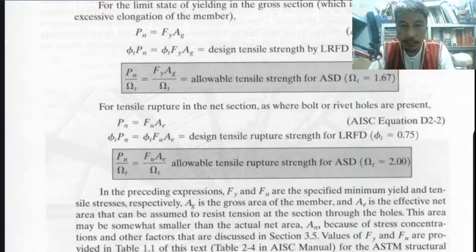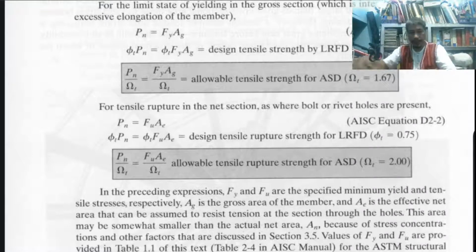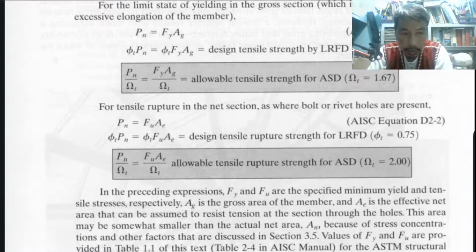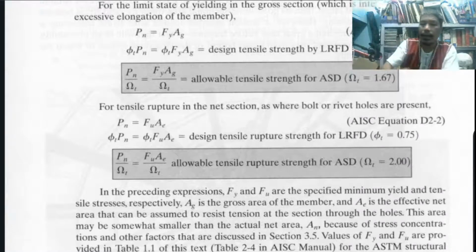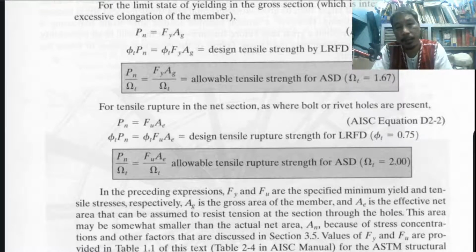Values of Fy and Fu are provided in table 1.1 of this text, table 2-4. We already gave you an example of this table. In the IIEC tabulated specification, we have about 5 to 6 different properties of material that are present there. So that is a minimum.